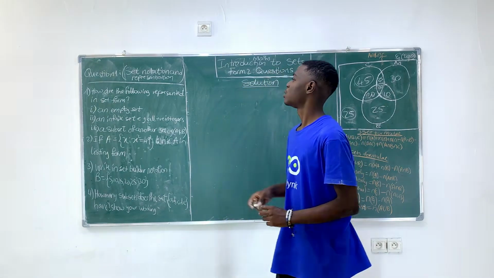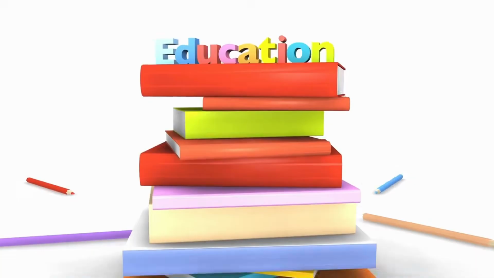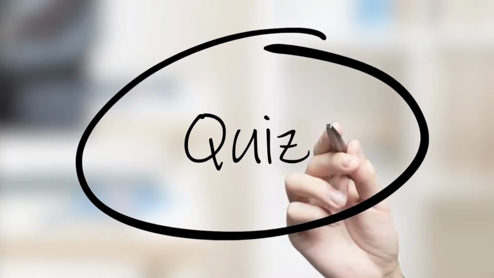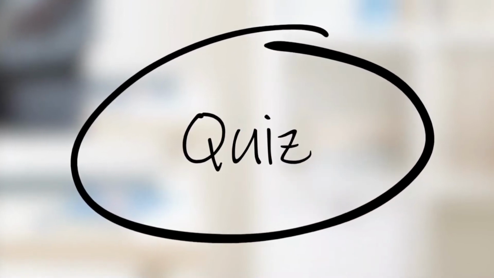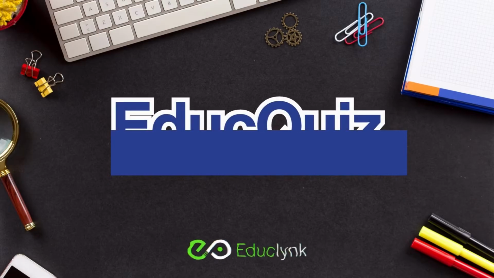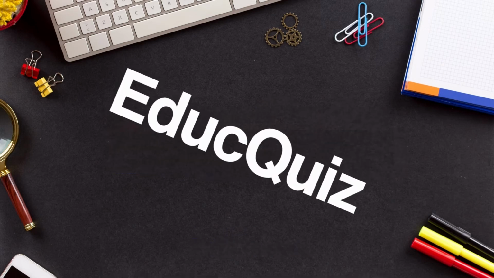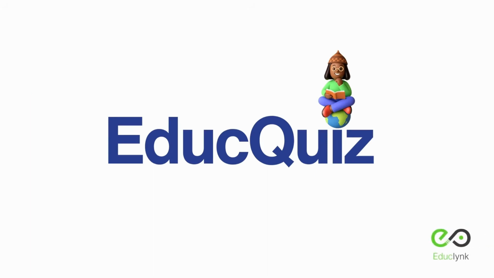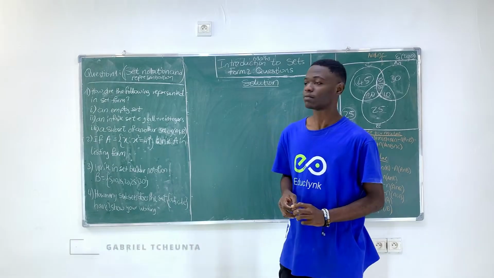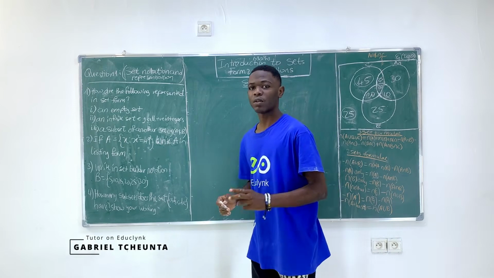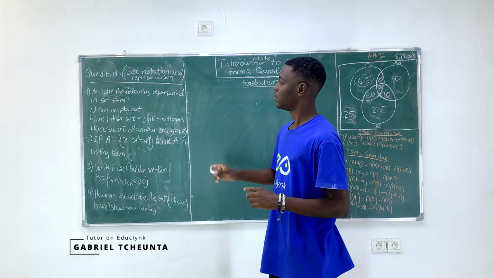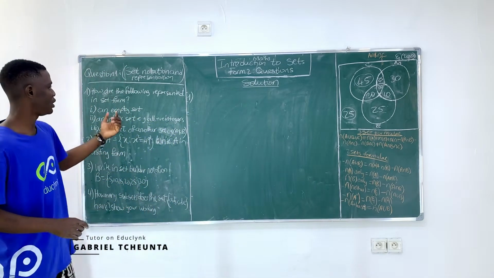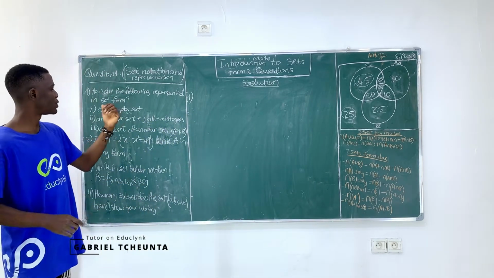So now I'm solving the first question, introduction to set. The question was already enumerated, so let's dive into the solving. Number one says, how are the following represented in set form?